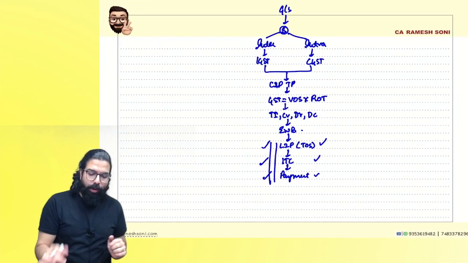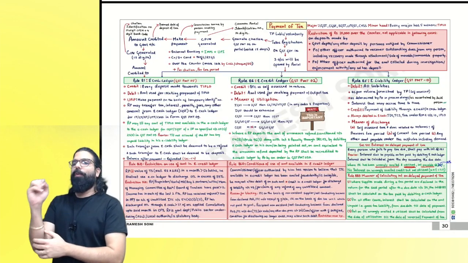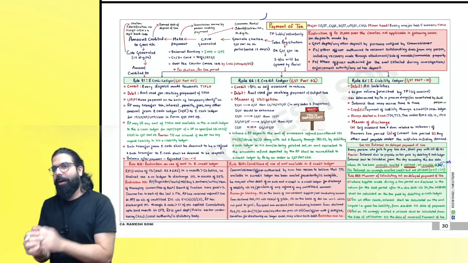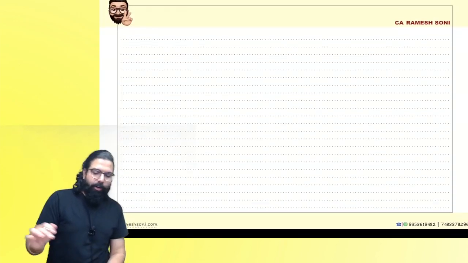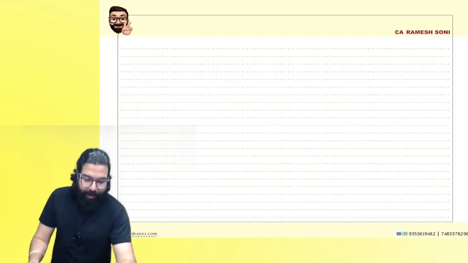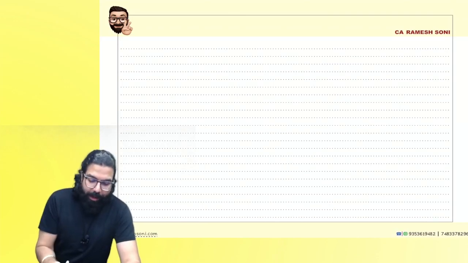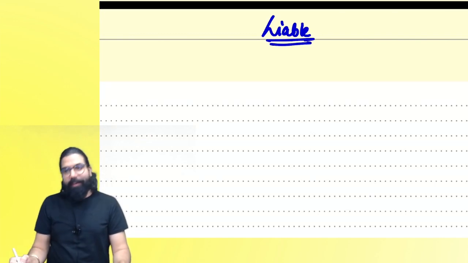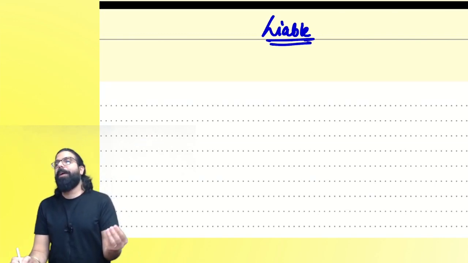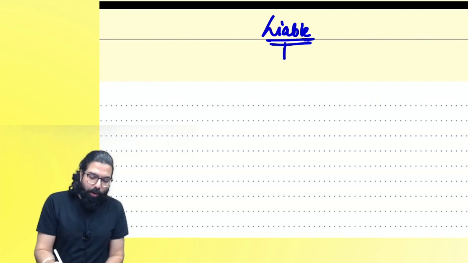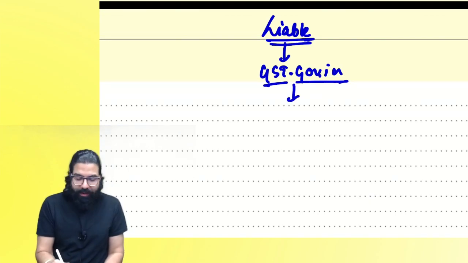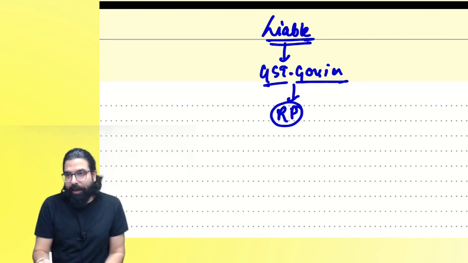Everyone, please come to the chart of payment of tax. Before I tell you about the payment of tax chart, I want to first talk about something here. Everyone, listen to me very carefully. Whenever a person becomes liable for registration, he will go online to gst.gov.in and apply for registration. Once he is granted registration, he becomes a registered person.